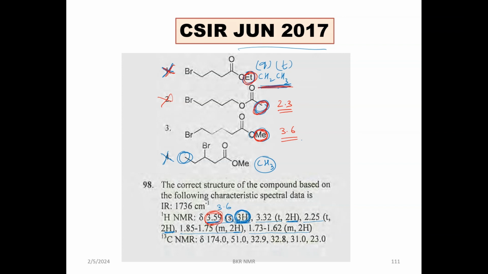Now you can see you have a triplet, 2 hydrogen, so you have 3.32. So this will be a triplet, 2 hydrogen. Now this will also be a triplet, 2 hydrogen, and these two will give you a multiplet because you have protons on either side, they'll give you a multiplet. So the answer is option 3.